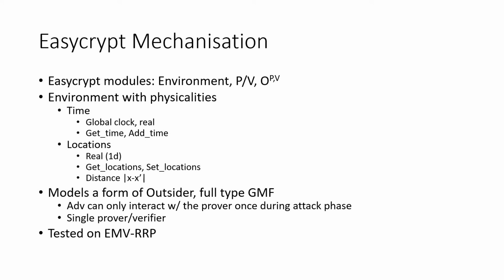We have locations that are reals in a 1D space with accessors, and with these modules, we model a form of outsider full GMF adversary that we test on the EMV RRP contactless payment protocol, such that we can prove its security. And this is a restricted version of the model that I presented before, but it's a proof of concept that we can use time and location in a computational framework.